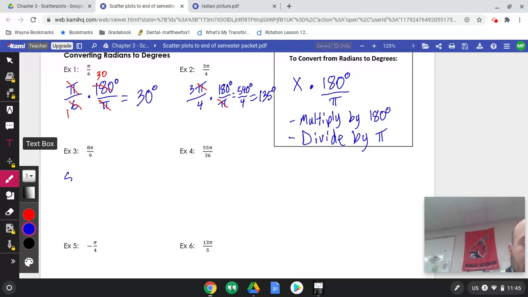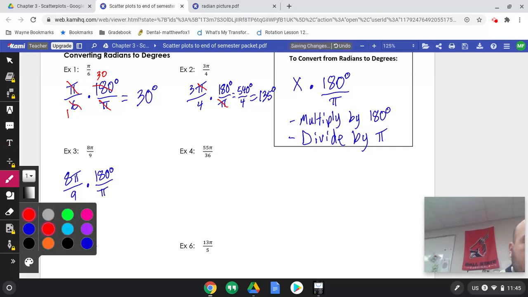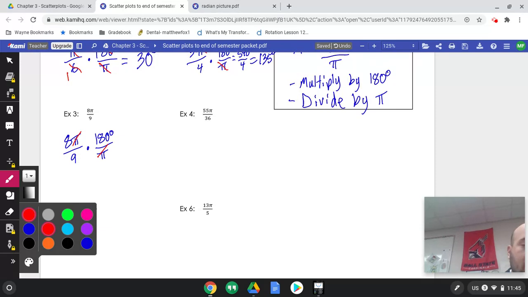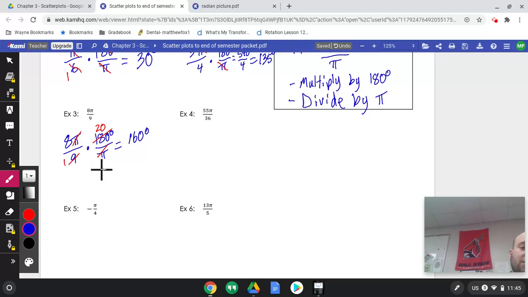So this next one, 8 pi divided by 9. We want to multiply that by 180 degrees, divide by pi. So pi and pi cancel. Now on this, we also hopefully know 9 goes into 9 once. 9 goes into 180 20 times. Okay, so now our final answer, 8 times 20 gives us 160 degrees. On the bottom, we just have this 1.